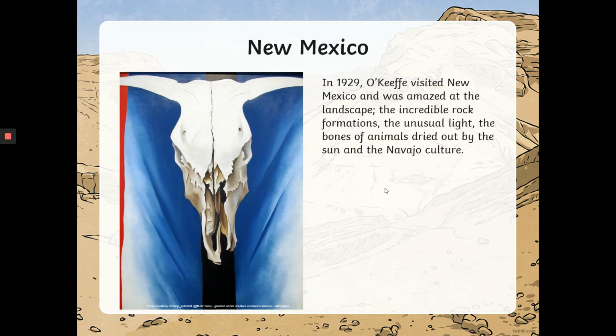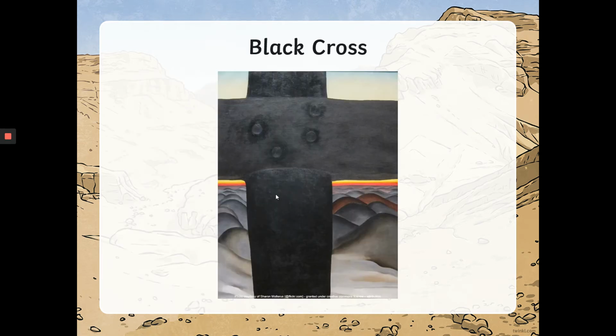New Mexico. In 1929, O'Keeffe visited New Mexico and was amazed at the landscape. The incredible rock formations, the unusual light, the bones of animals dried out by the sun, and the Navajo culture. So that's an example of one of Georgia O'Keeffe's paintings after she'd visited New Mexico. So it is an animal skull. You can see it's very dried out down here, and she's painted it on a nice blue background. It's another example, Black Cross, from Georgia O'Keeffe's trip to New Mexico.